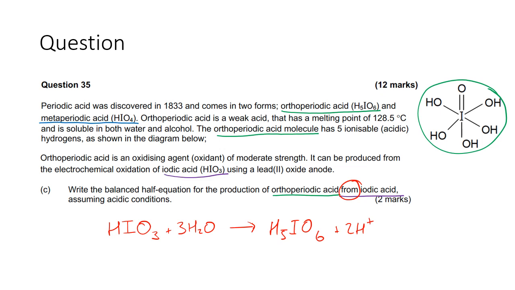Now I can balance out the charges. So overall the charges here are, well, 0, 0, 0, and positive 2. Okay, which side is more positive? The positive 2 side, which means that I need to add 2 electrons to this side to make it even. Okay, and that is your half equation for this particular question.